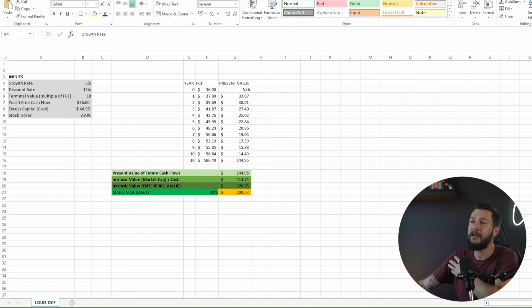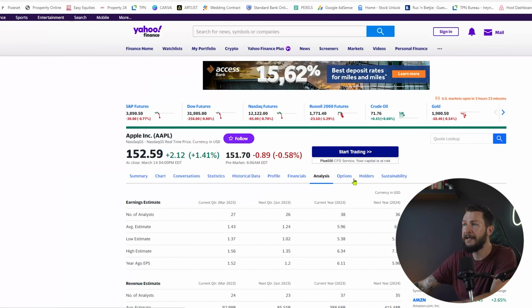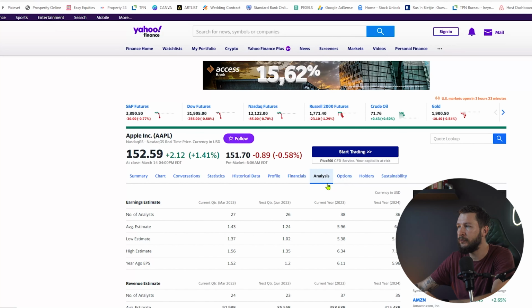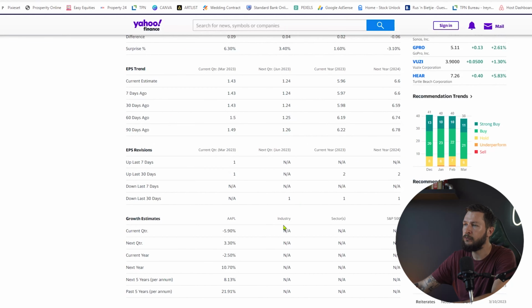What I like to do is to go to Yahoo Finance, and we can go to the analysis tab, scroll down to the bottom, and we can see that the growth estimates for Apple for the next 5 years will be 8.13%, and the past 5 years has been 21.91%.